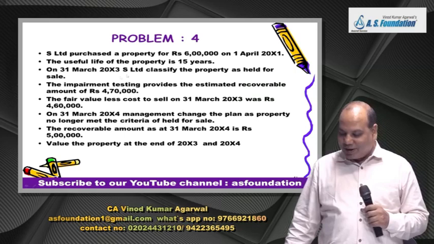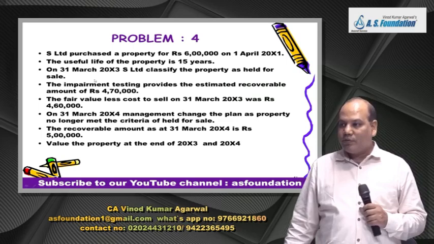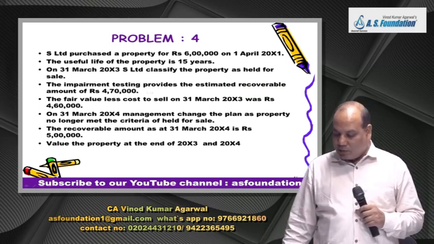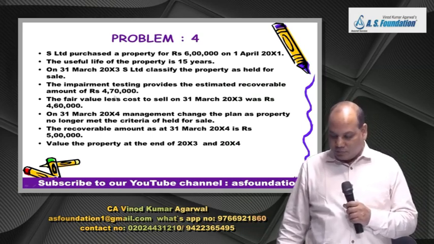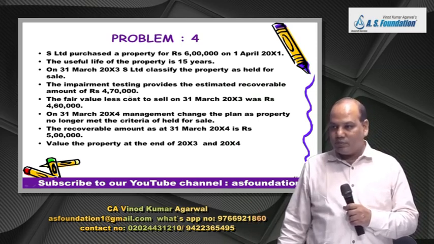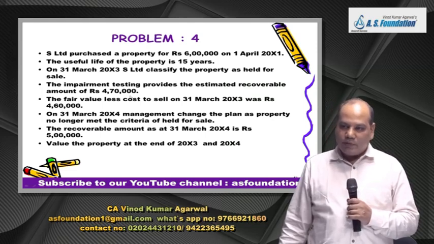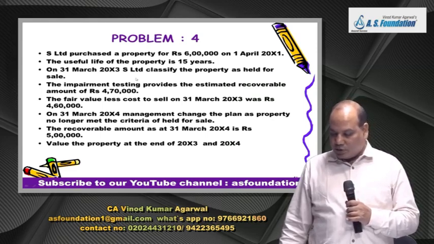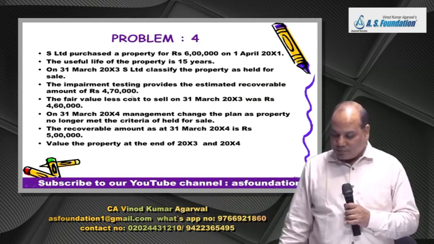So what is the current carrying amount on 31st March 2013? 6 lakh minus 80,000, 5 lakh 20,000, and the impairment testing provides the estimated recoverable amount at 4 lakh 70,000. So further you reduce by 50,000. After providing impairment loss, the carrying amount is 4 lakh 70,000 now. Depreciation and impairment first you provide up to the date of classifying it as held for sale. The fair value less cost to sell was 4 lakh 60,000.